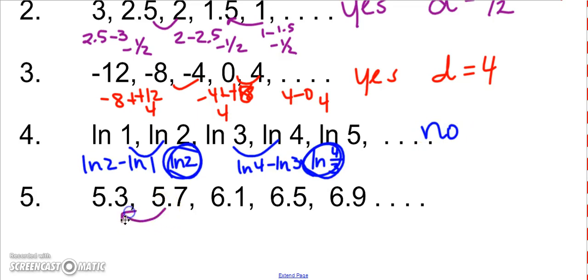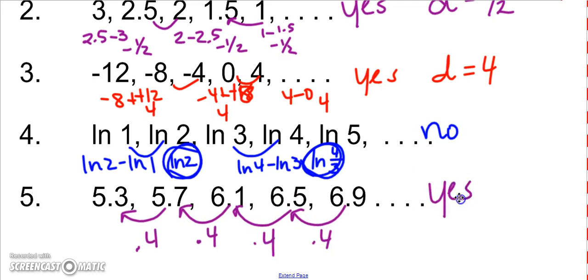Last one, 5.7 minus 5.3 is going to be 0.4. 6.1 minus 5.7 is going to be 0.4. 6.9 minus 6.5 is 0.4. This one's 0.4 also. So yes, this is arithmetic with a difference of 0.4.